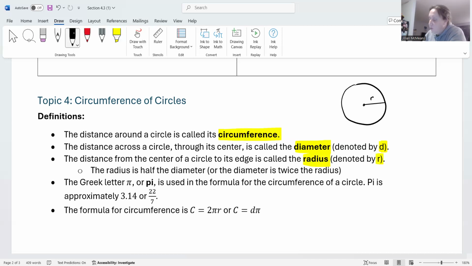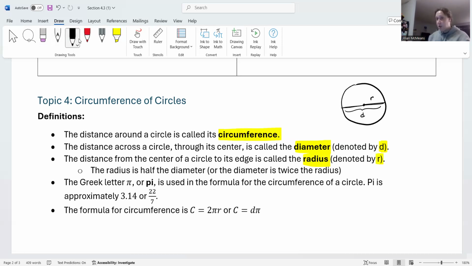Now, if we go all the way through the circle, so from one side of the circle to the other... I don't know what that was right there. But if we go all the way across the circle through the center, so all the way through it from one point to the other, through the center, that right there is the diameter. So the distance across the circle through its center is the diameter. The distance from the center to the edge of the circle is the radius.